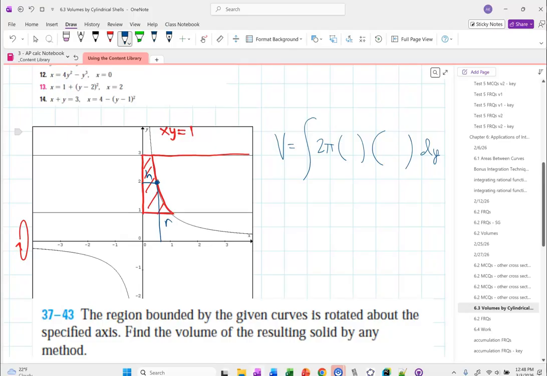So R is just the y coordinate for that point, right? If this is the point (x, y), R is the y coordinate, H is the x coordinate, but the problem is I need it in terms of y, and this is in terms of x. But I know that x is equal to 1 over y. And then I just need some bounds of integration. They should be from 1 to 3. Yeah, that's correct.